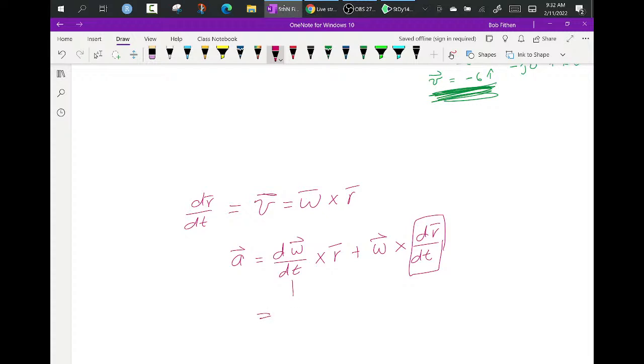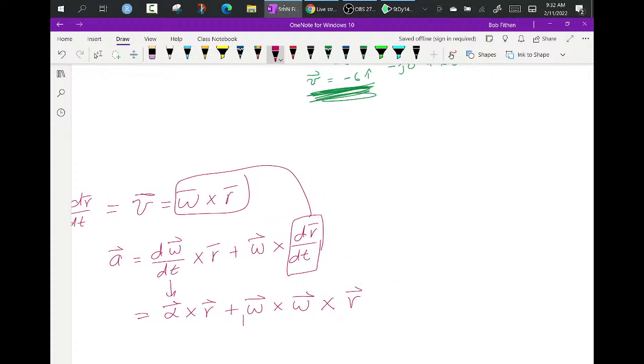So you get this term, which is just alpha cross r plus omega cross omega cross r. Why? Because you put that in. And it turns out this has an interesting approach. If you think about it, it's kind of hard to describe in 2 dimensions, but let's say you had a vector out here. It's rotating, so here's your omega. Here is your r.